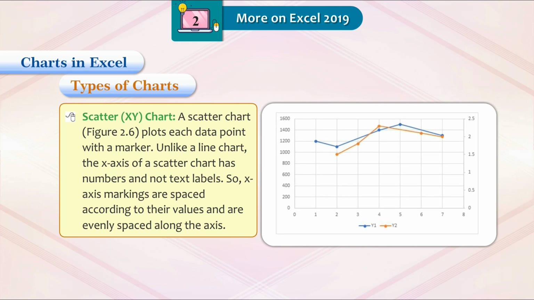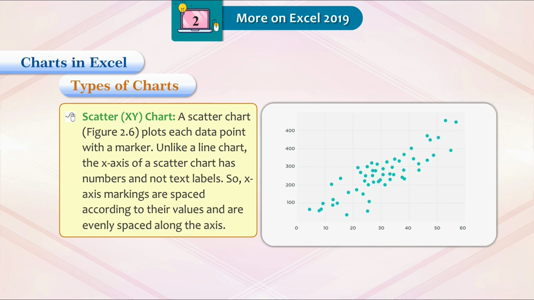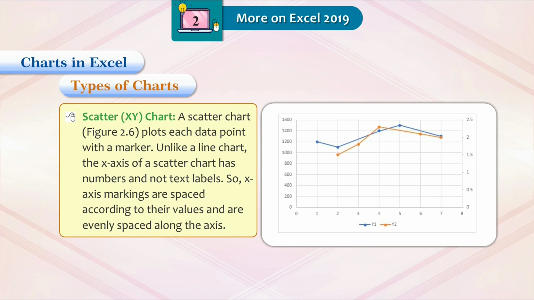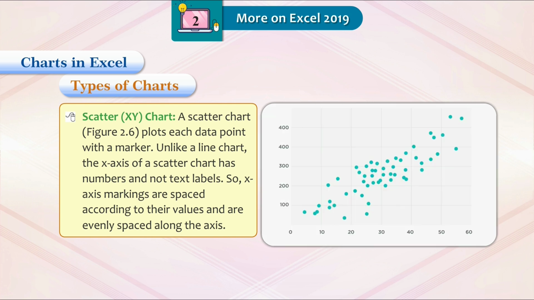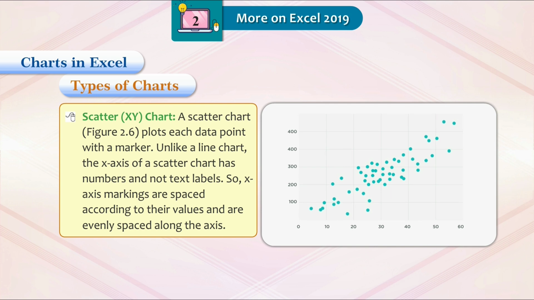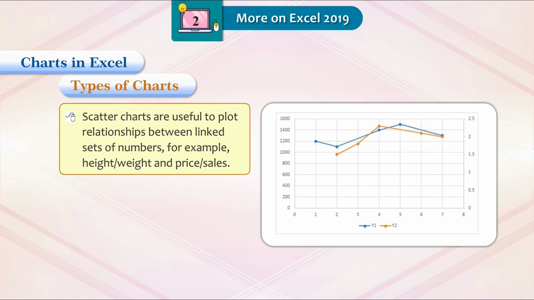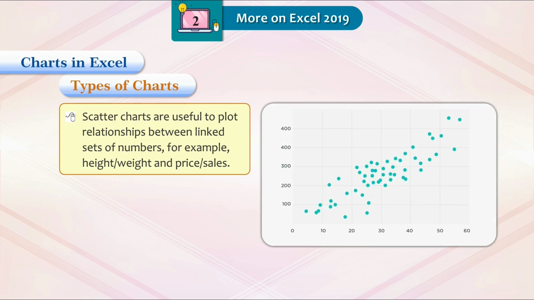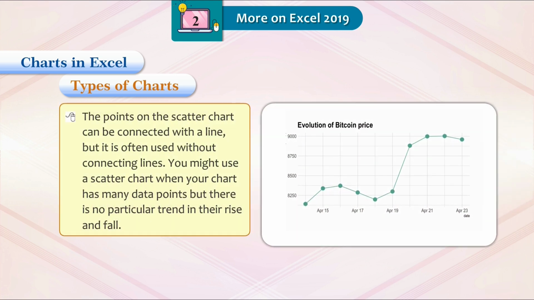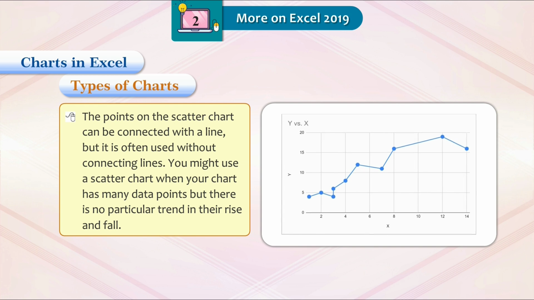Scatter XY chart. A scatter chart, figure 2.6, plots each data point with a marker. Unlike a line chart, the x-axis of a scatter chart has numbers and not text labels. So, x-axis markings are spaced according to their values and are evenly spaced along the axis. Scatter charts are useful to plot relationships between linked sets of numbers, for example, height, weight, and price or sales. The points on the scatter chart can be connected with a line, but it is often used without connecting lines.